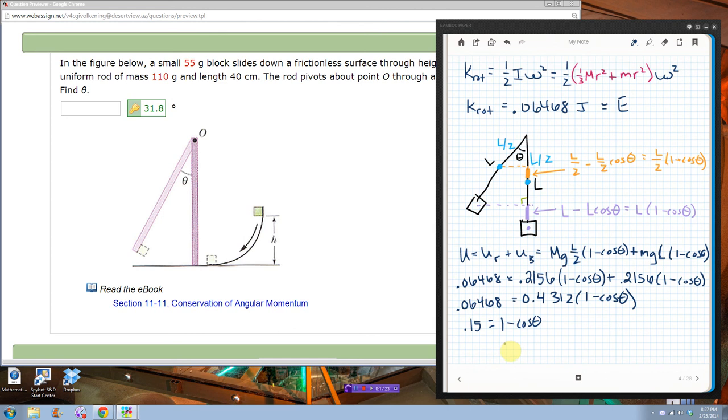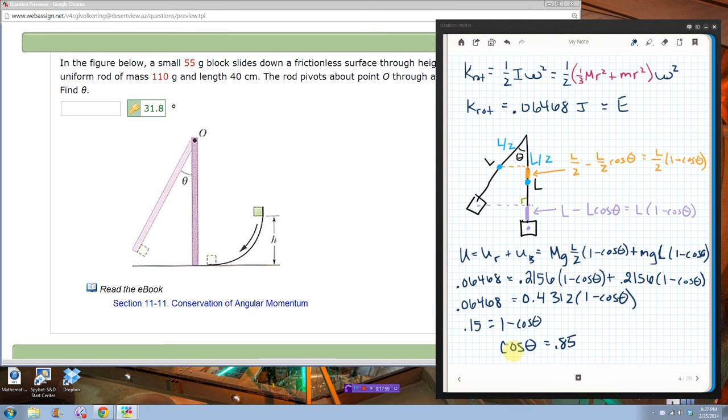Therefore, if I rearrange that a little bit, moving that over there and that over there, I end up with cosine theta equals 0.85. At this point, stop and check: is your number less than 1? Because we're about to do an inverse cosine, and if you do an inverse cosine with anything greater than 1, it's not going to work. You're going to get an error. But I'm less than 1, so I'm good.